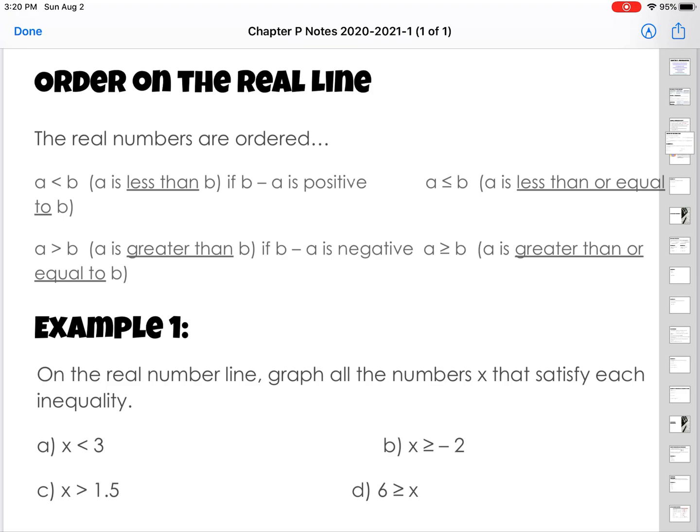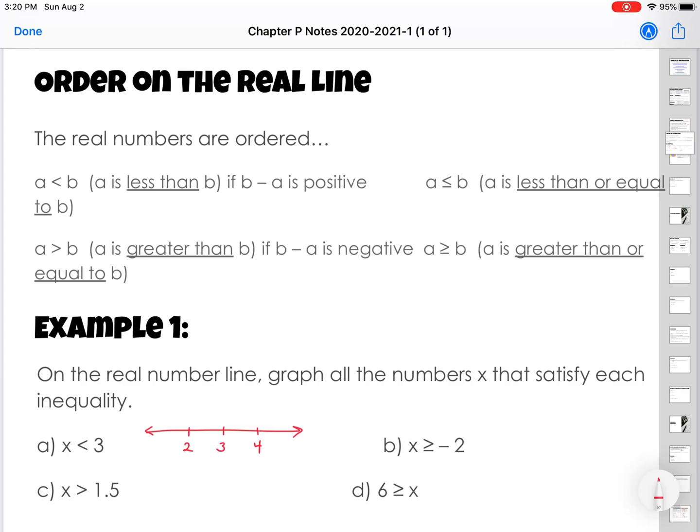On the real number line, what we want to do is graph all of the numbers that satisfy each inequality here. So we have that x is less than 3. So what I want to graph are all the numbers that are less than 3. So on my number line, I want to make sure that I mark off where the number 3 is. I like to just pick a number to the left and to the right of it. I feel like that's more than enough information. And we want to graph less than 3.